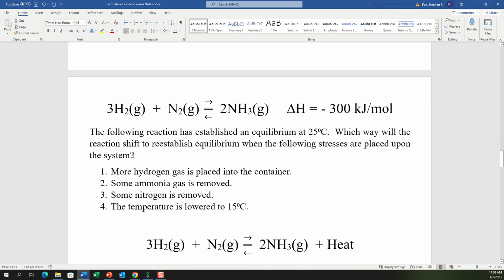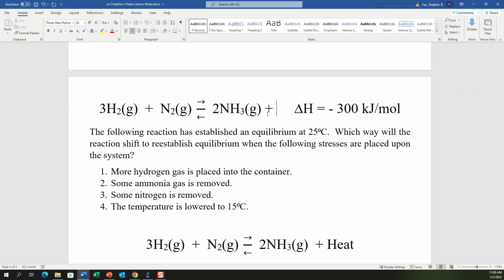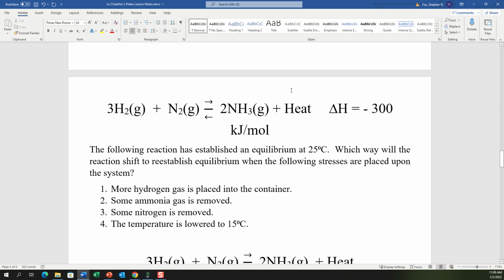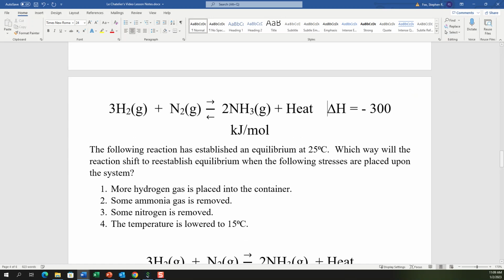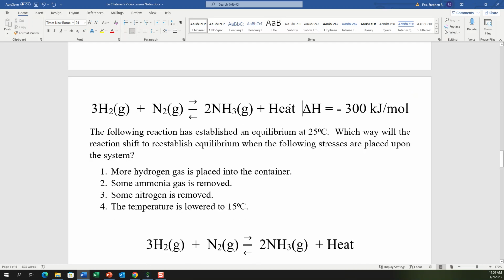All right, let's do a couple of practice problems here. Here's our reaction, and look, they gave us the delta H. The first thing we should understand is that delta H was negative. That means I should go plus heat. I can add heat on my product side because delta H was negative. It's telling me it's an exothermic reaction. So now I know where heat is.